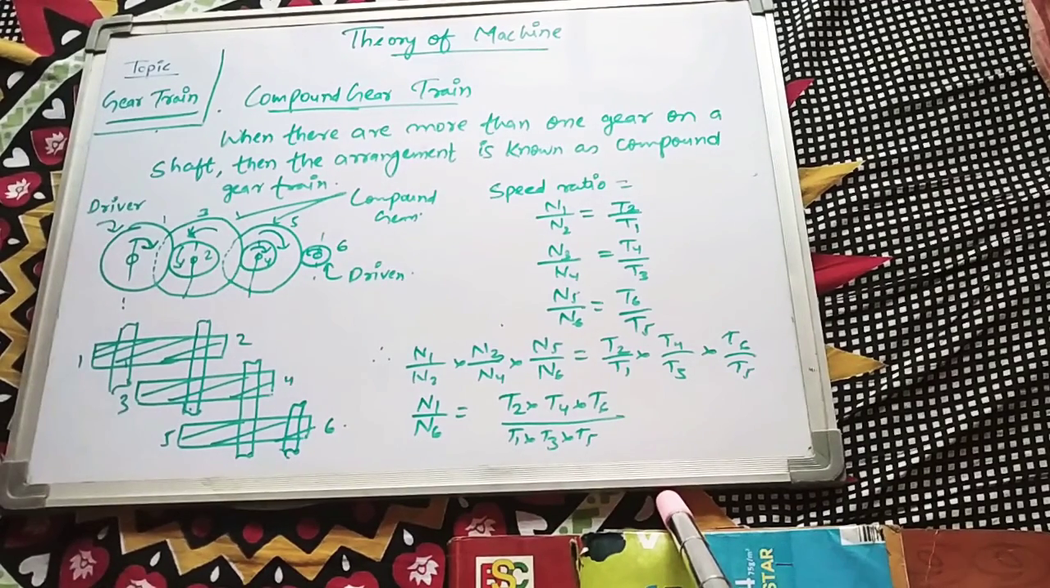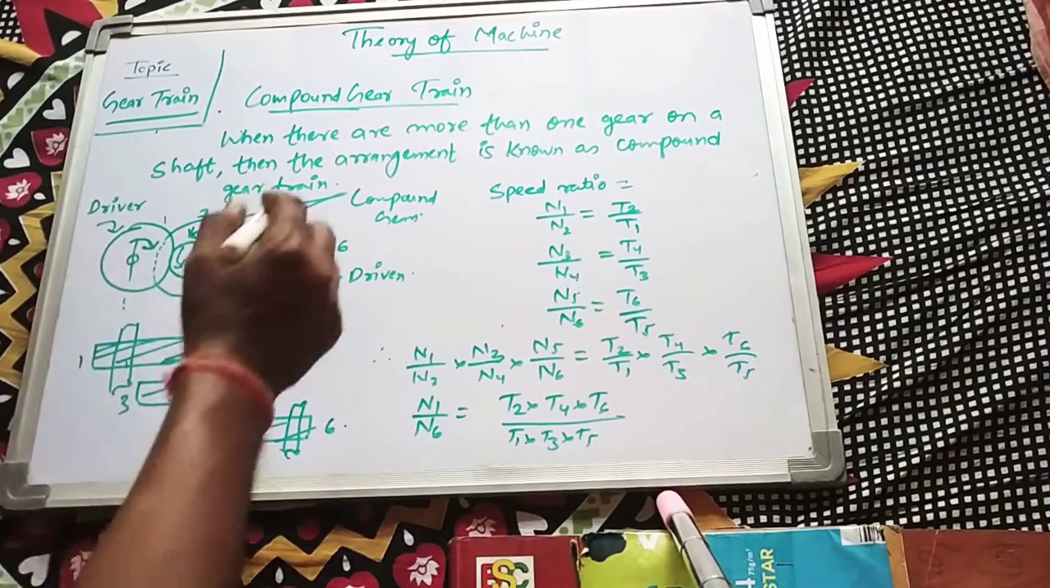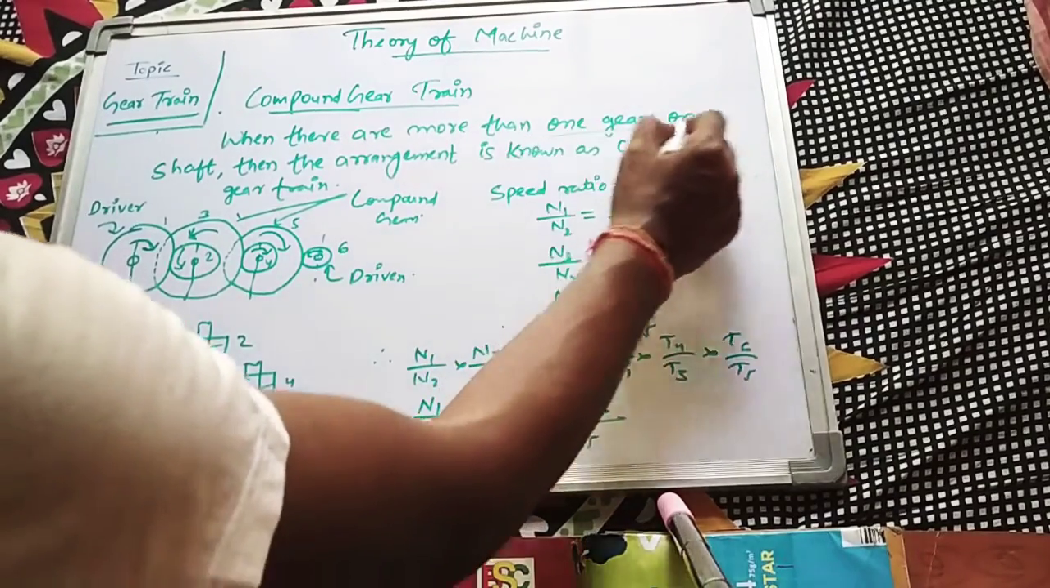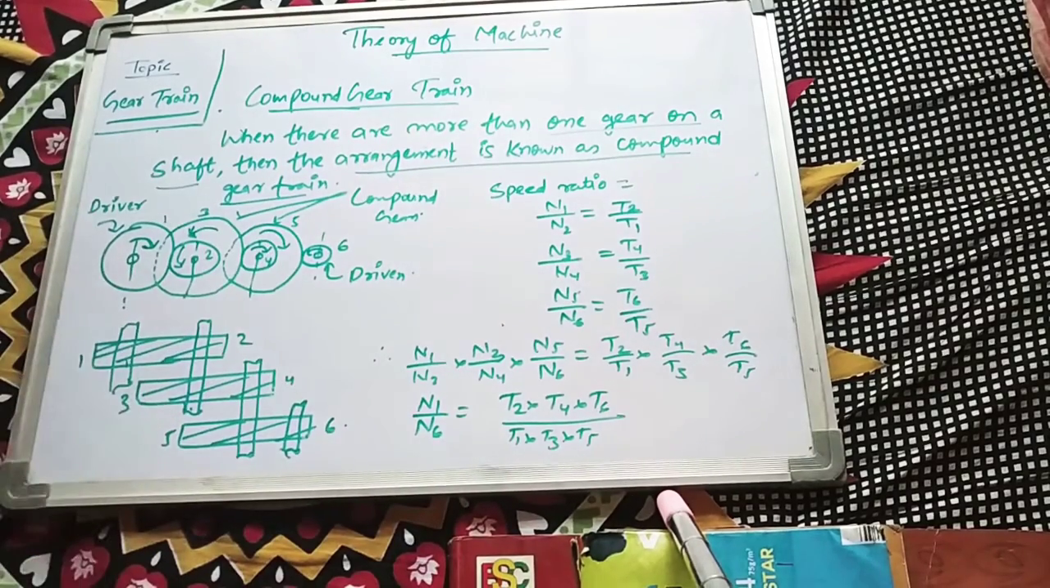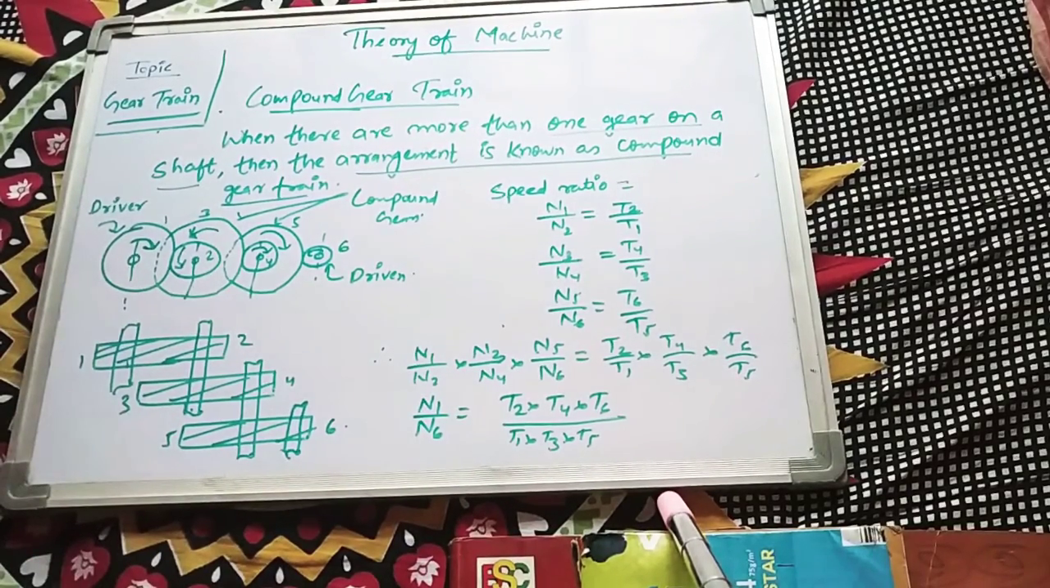Now the next topic is compound gear train. So what is compound gear train? When there are more than one gear on a shaft, then the arrangement is known as compound gear train. Simply, it is the reverse case of simple gear train.